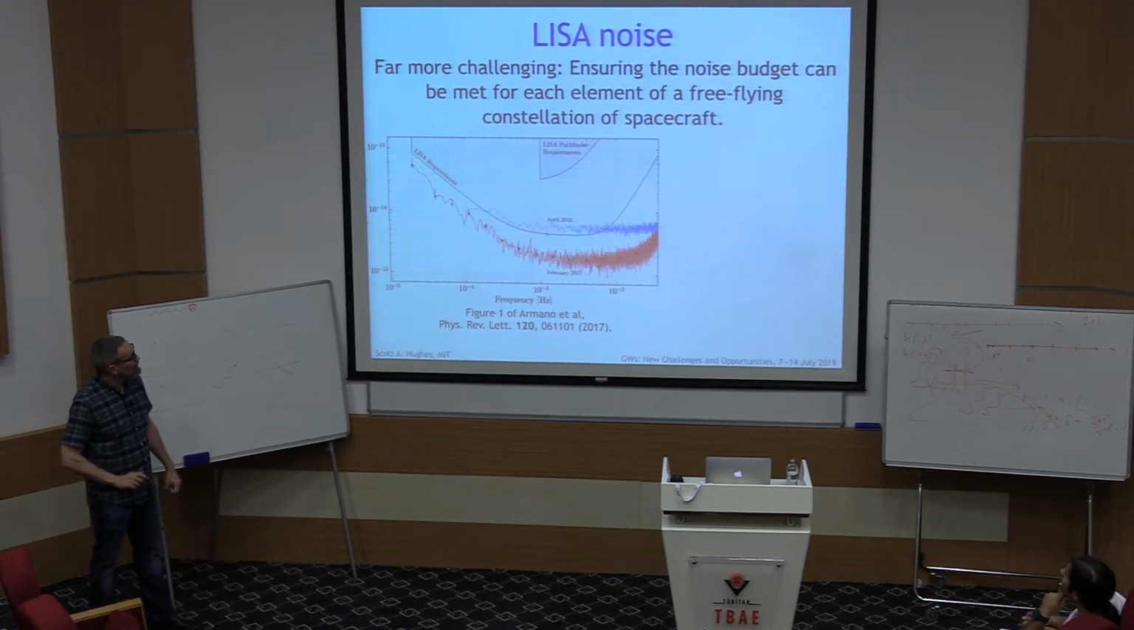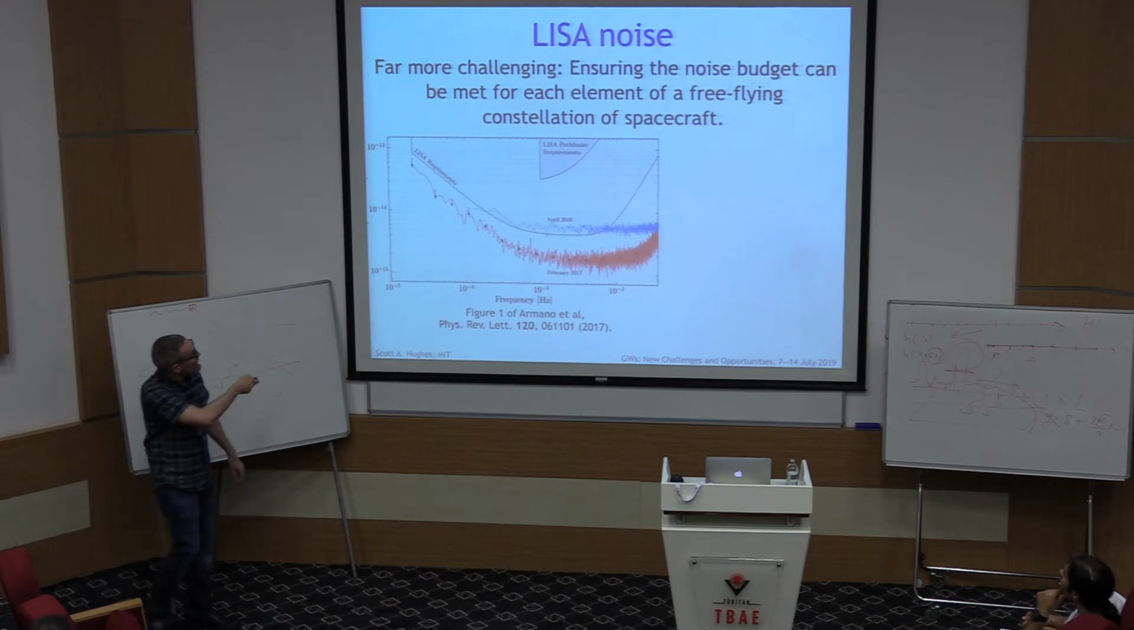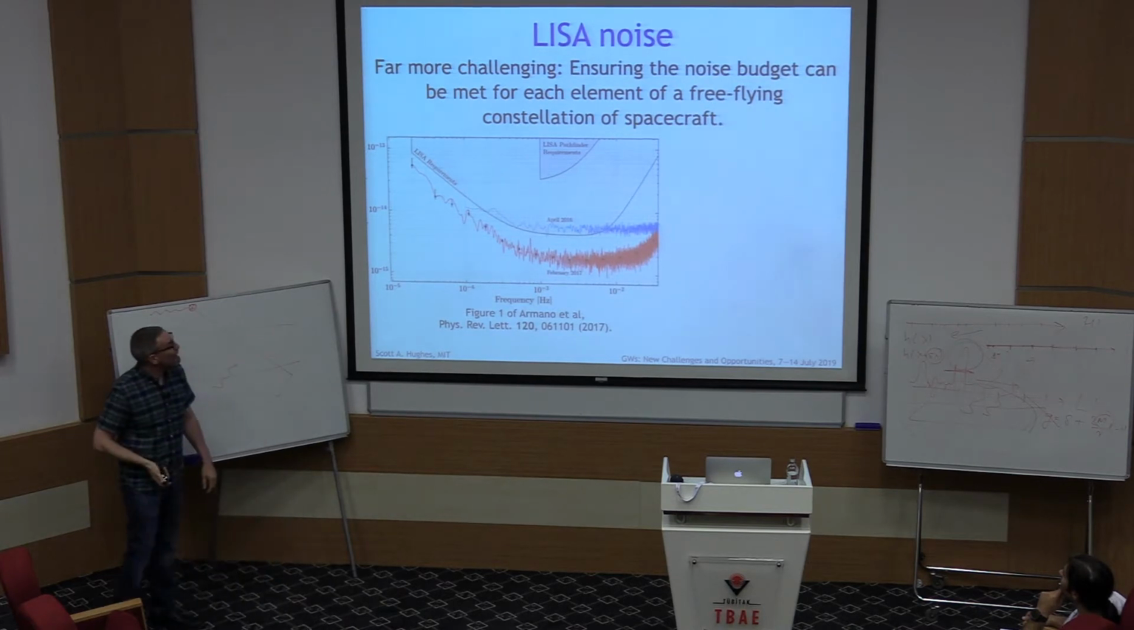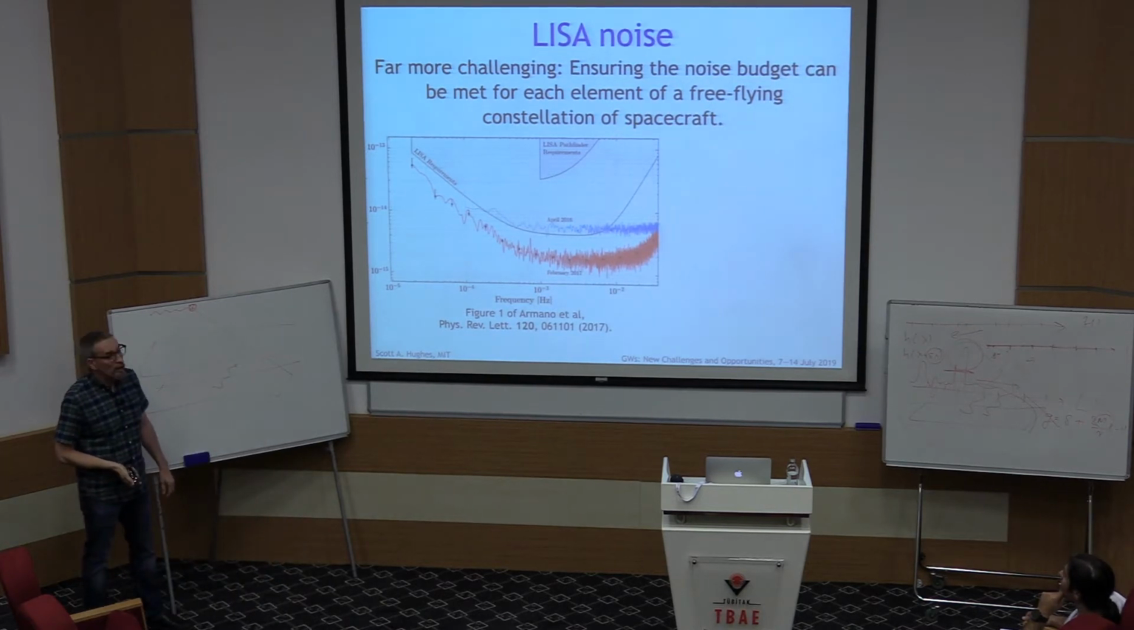After it had been in operation for a little bit more than a month, it was announced that Pathfinder had actually achieved a noise curve that looked like this blue streak here. It beat its spec by more than an order of magnitude over a much wider band than had been expected.